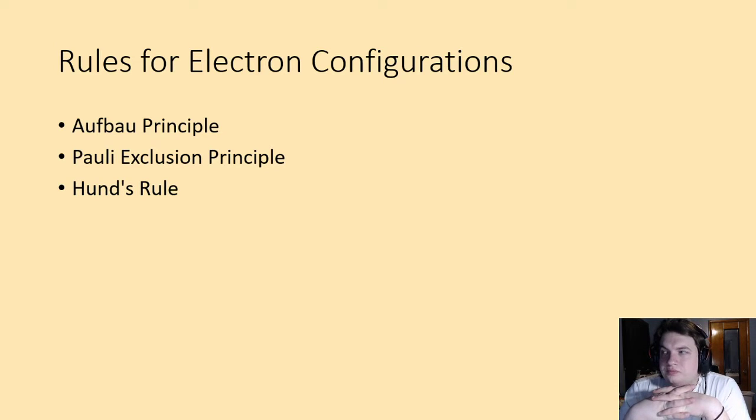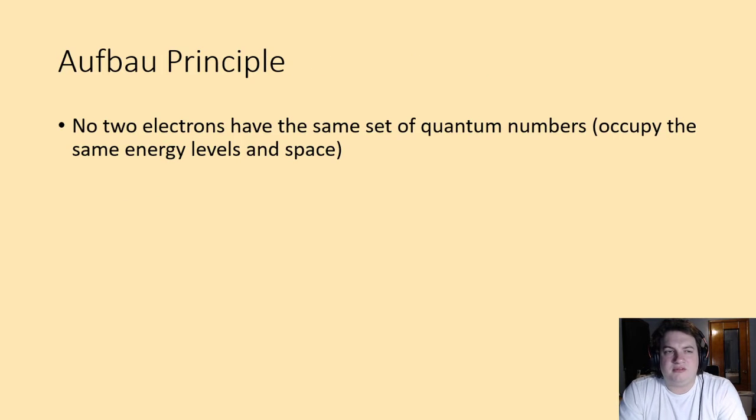So whenever we're talking about applying our wave mechanical model to our electron configurations, there's a couple different rules that we need to know. Our first major rule is what's called the Aufbau principle. The Aufbau principle says no 2 electrons have the same set of quantum numbers. In other words, they can't occupy the same energy levels and the same space. So 2 electrons that are in the same energy levels are going to have a different space.